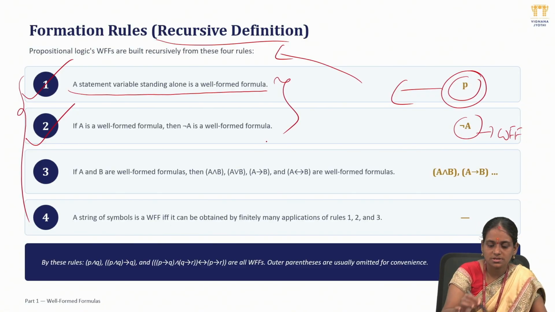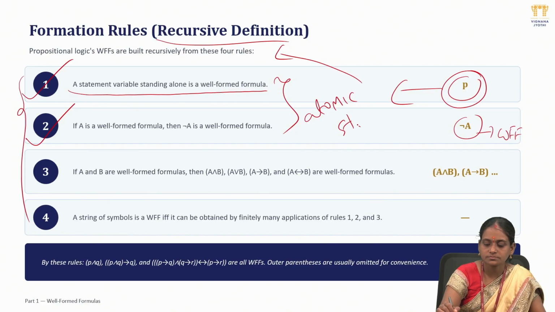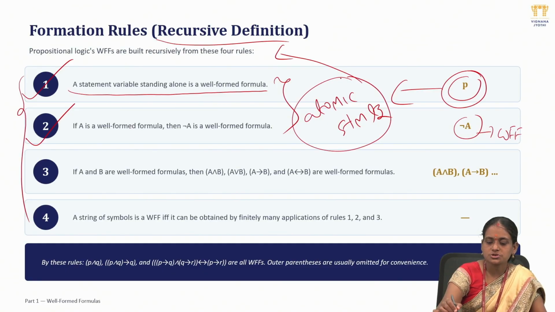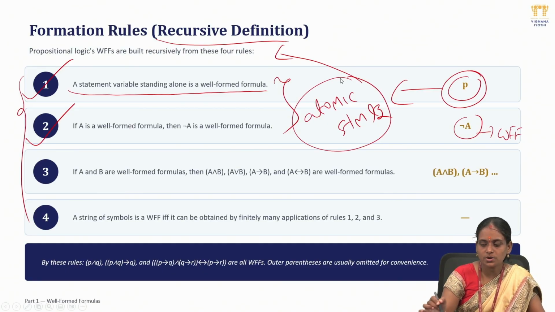So these are the cases for atomic statements. Negation can be applied to atomic statements only. The first 2 rules are applicable for atomic statements: a plain variable, and a variable with negation applied. So these are 2 valid well-formed formulas.